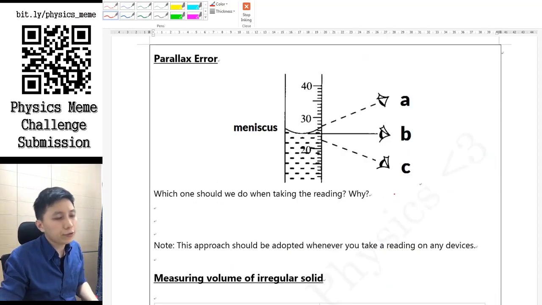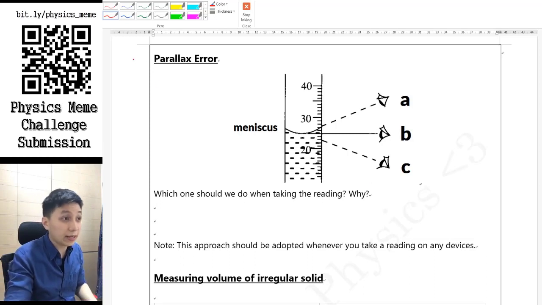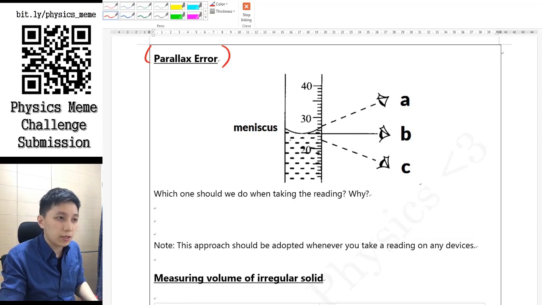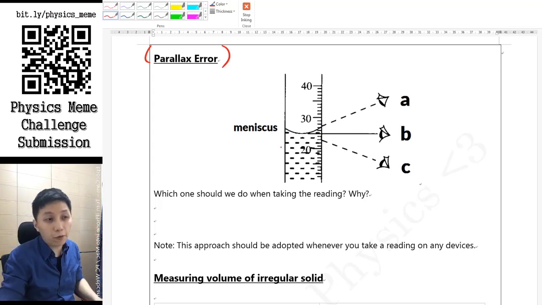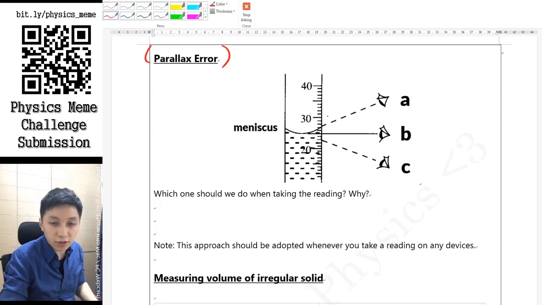Next, when you use the measuring cylinder, there is something you need to pay attention to, and that is called the parallax error. For example, here you have got some liquid inside the measuring cylinder, and the liquid will actually form a curve on the surface. We call it meniscus.